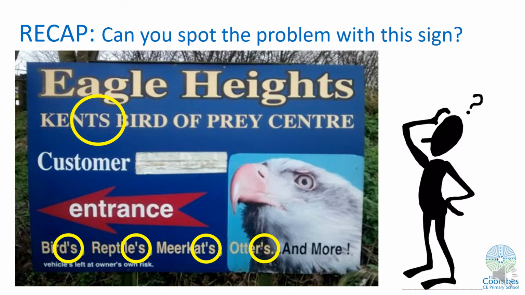And then at the bottom here, birds, reptiles, meerkats and otters all have apostrophes when there shouldn't be any apostrophes at all. These are all plurals, and we learnt yesterday that where there are plurals, there don't need to be apostrophes. So the person that made this sign is in a real muddle.